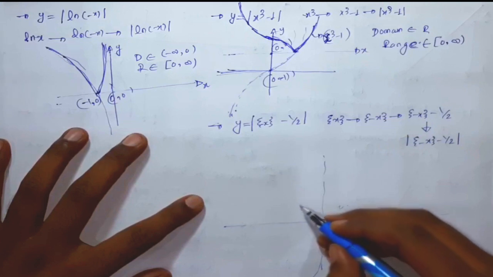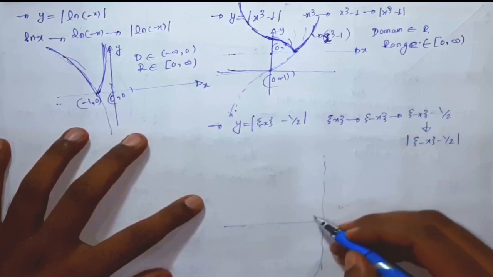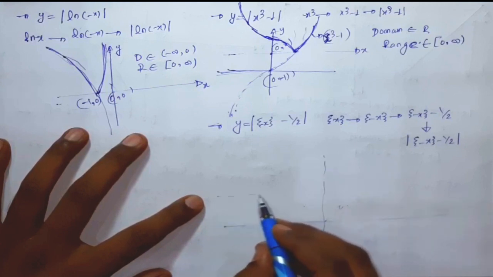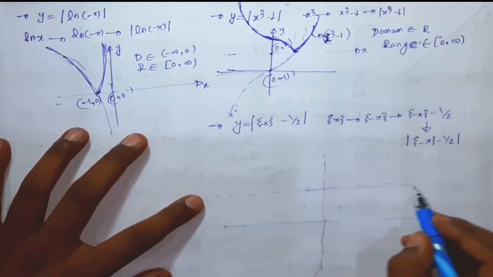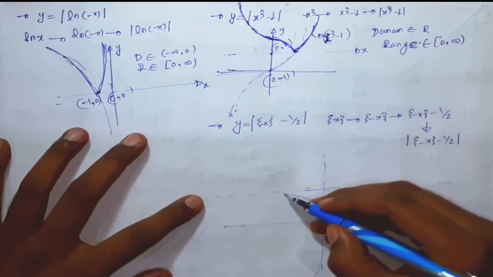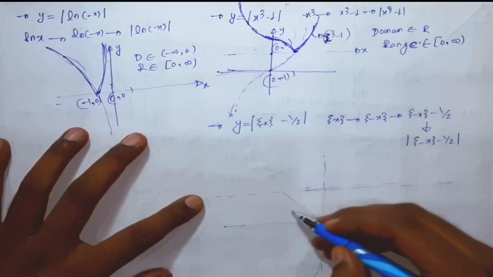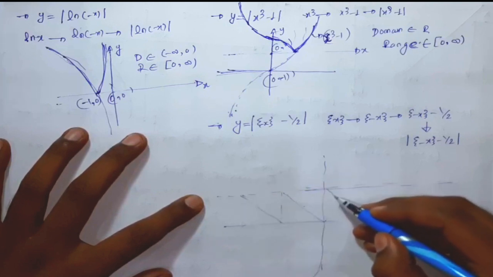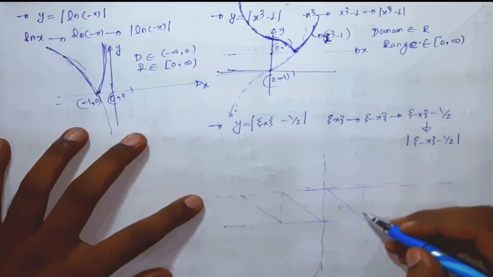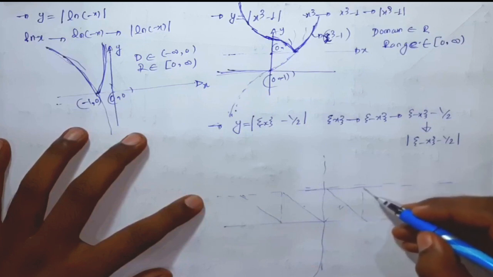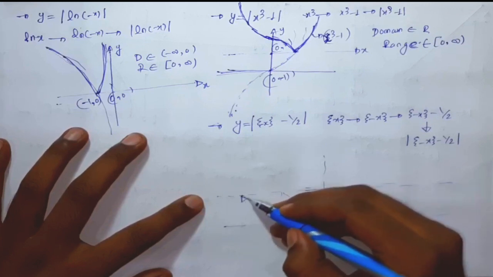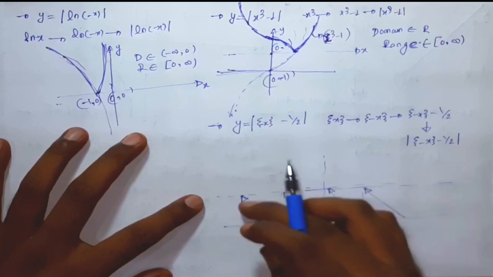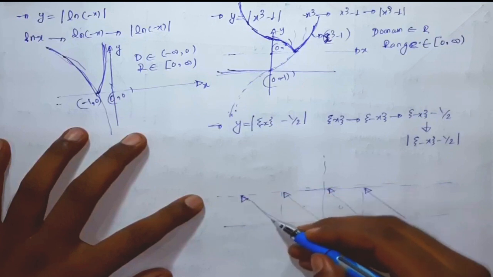Okay, so I am going to draw one more line. Okay, the arrow will be this side. So these arrows are representing fractional part of x and fractional part of minus x.